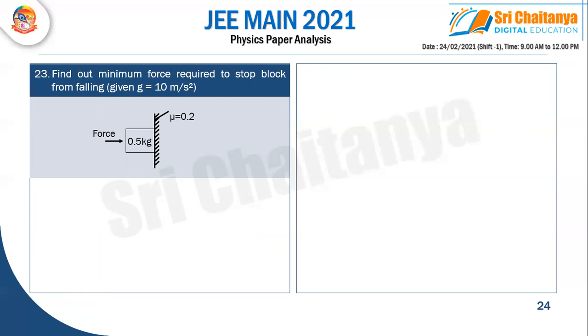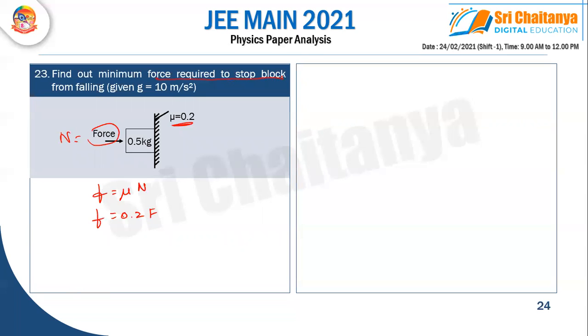Now here, find out the minimum force required to stop the block from falling, given g is equal to 10 meter per second square. Now, the friction force is equal to mu N. The coefficient of friction he has given as 0.2. Now the force he has given, this is the normal reaction, which is equal to F, in order to have the force required to stop the block.